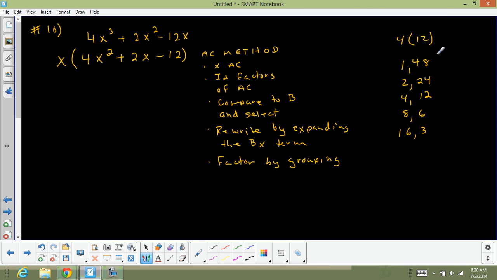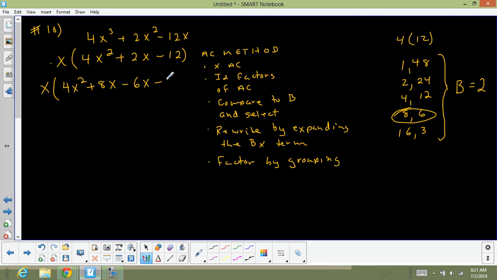And we're going to compare this list of factors to the b value. And the b value this time through is 2. So as we look at this pair of factors and look for a difference of 2, we're going to select the 8 and the 6. We continue by rewriting the quadratic expression. Again, keeping that x, don't want to lose that x. And we have 4x squared plus 8x minus 6x minus 12.